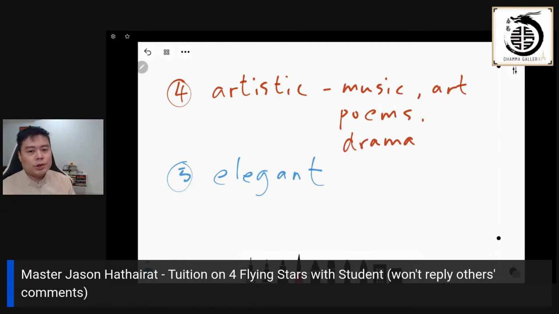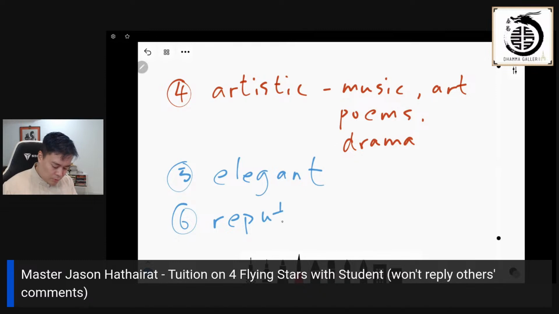Someone who has this 画科 star within the self destiny domain would also mean that that person is very elegant and will find it very easy to achieve reputation and fame in life. Okay, reputation and fame.